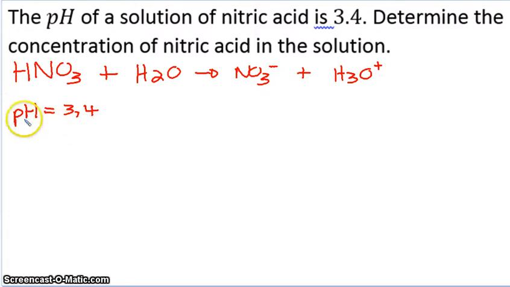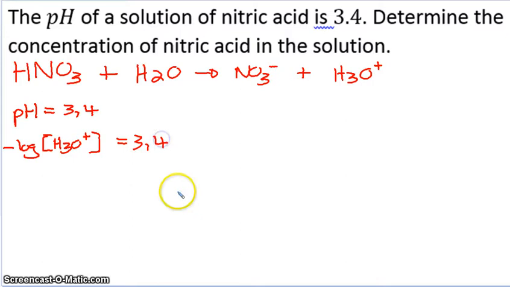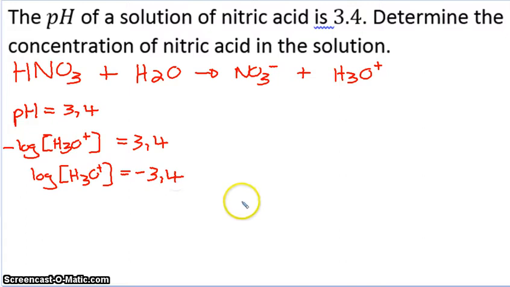Well, we recall that the pH definition is minus log times the concentration of H3O plus. And that is equal to 3.4. Okay, and what I'm going to do then is just isolate the log by itself. So I get log of the concentration of hydronium is equal to minus 3.4. And now I have got a mathematical equation that I need to solve.